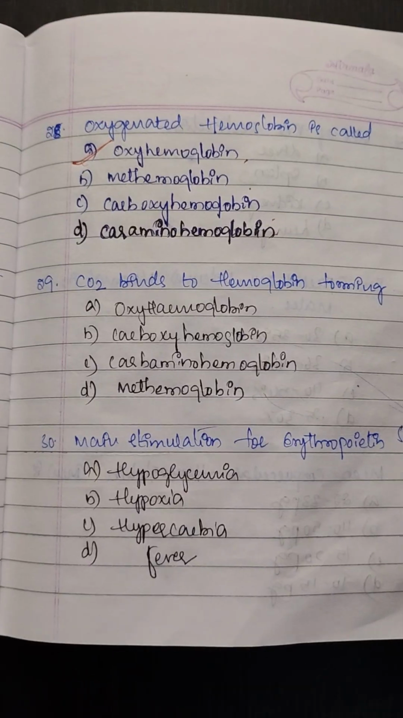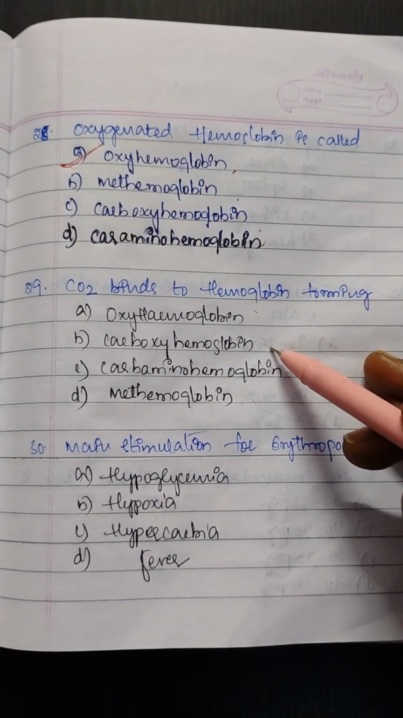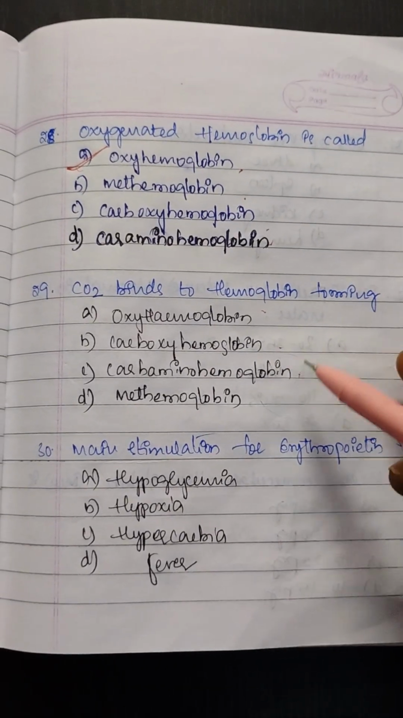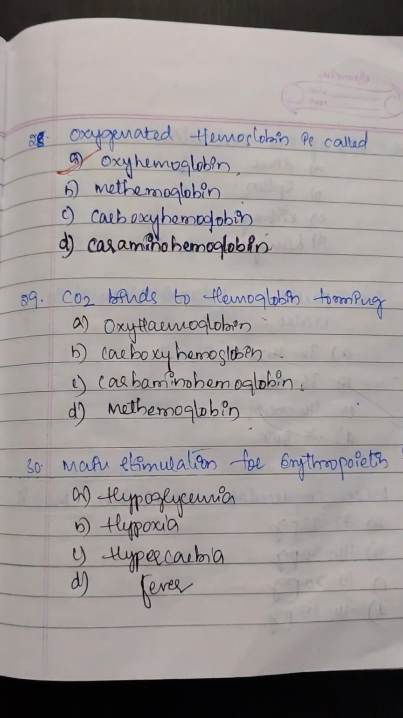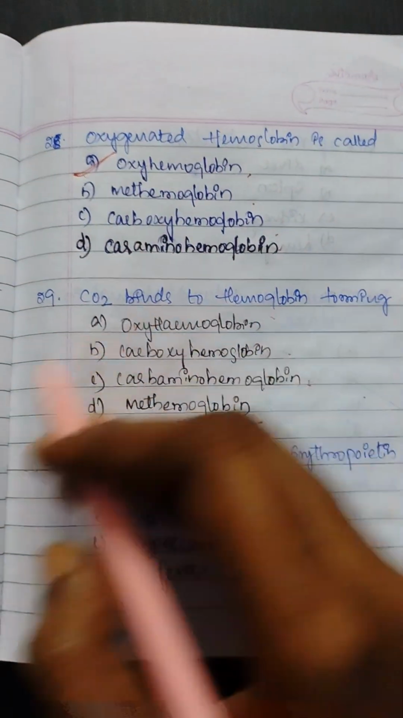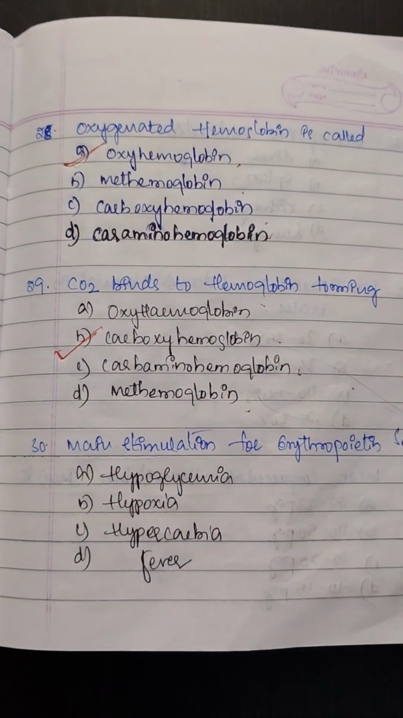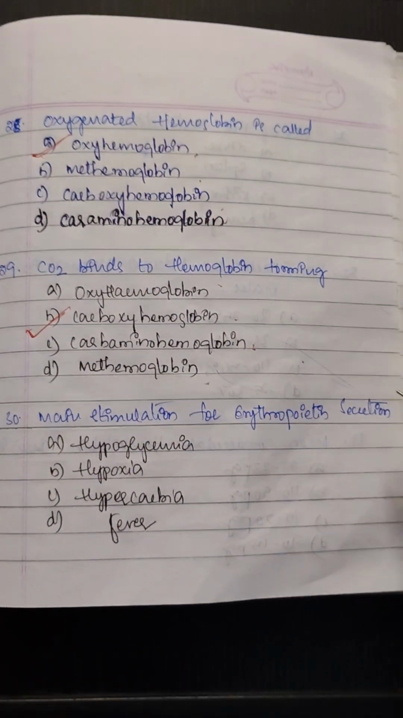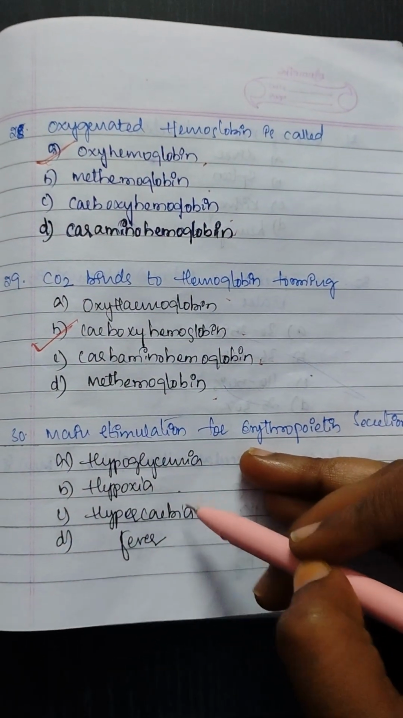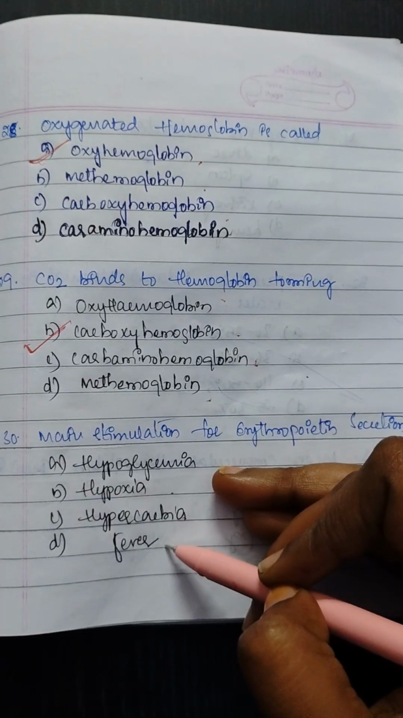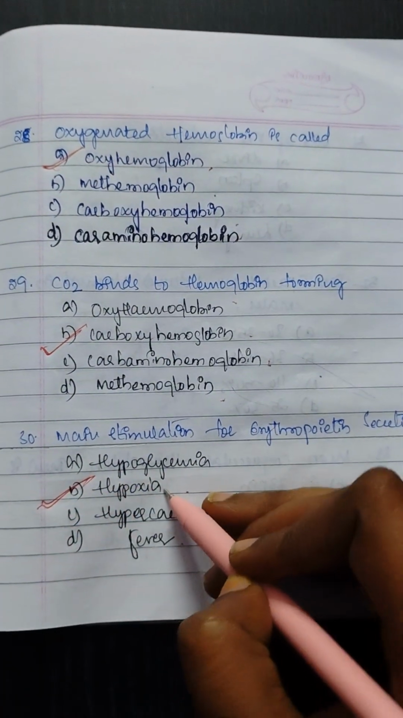Next question: when CO2 binds to hemoglobin, it forms oxyhemoglobin, carboxyhemoglobin, carbaminohemoglobin, or methemoglobin. And the answer is B, carboxyhemoglobin. Then, the main stimulation for erythropoietin secretion: hypoglycemia, hypoxia, hypercarbia, or fever. And the answer is B, hypoxia.